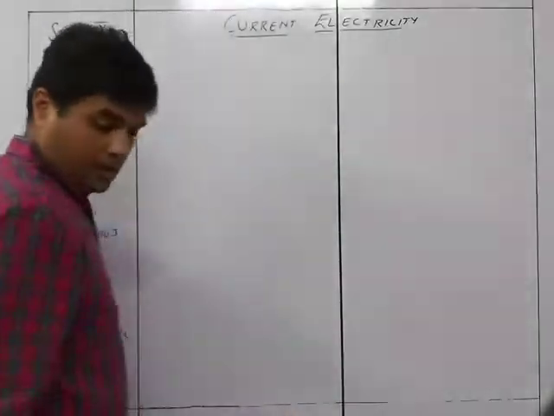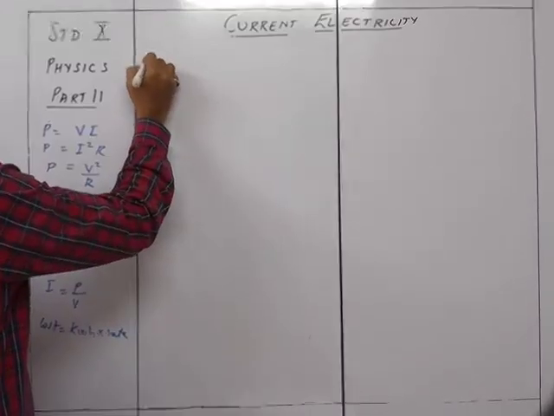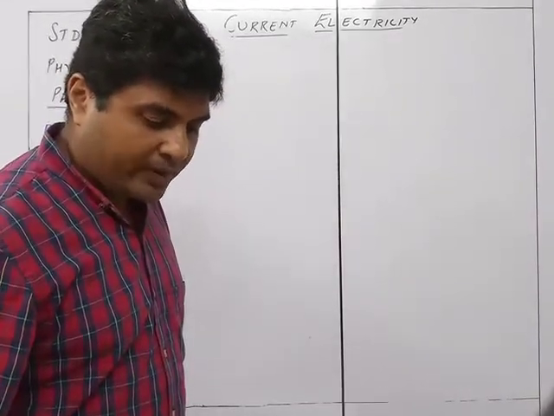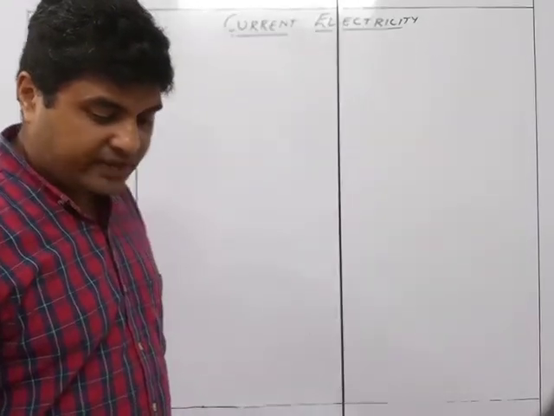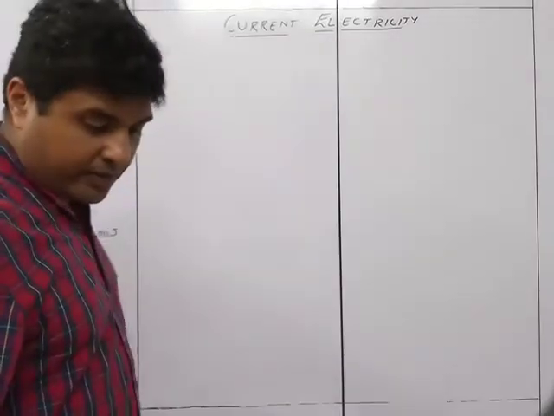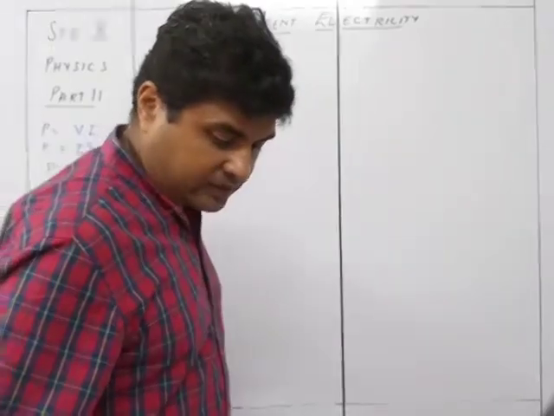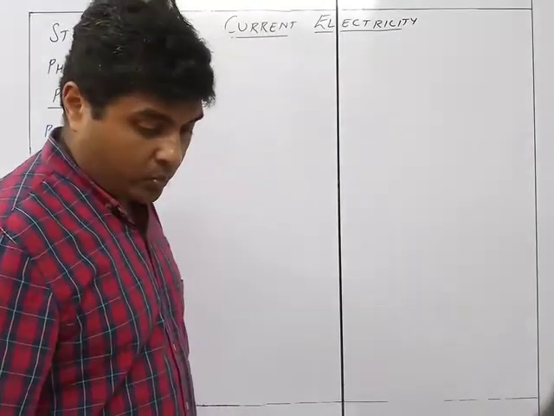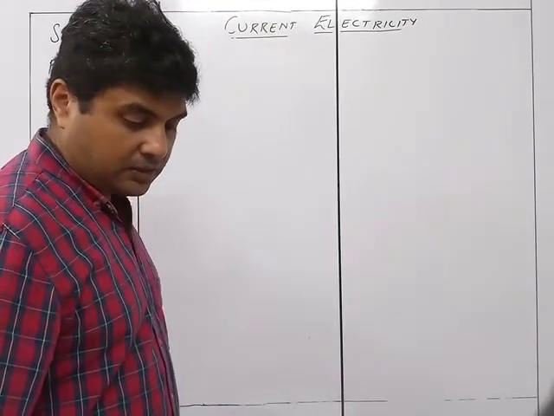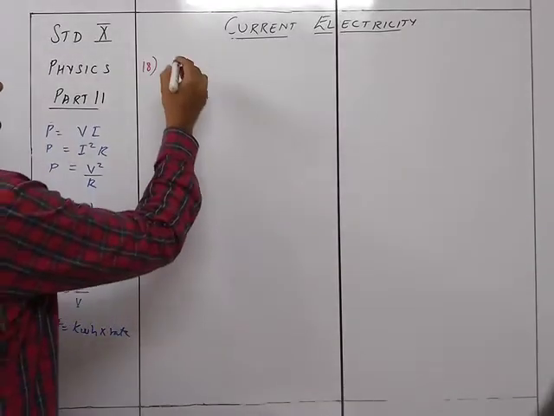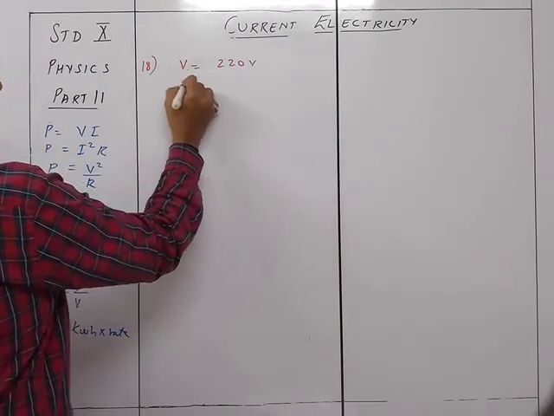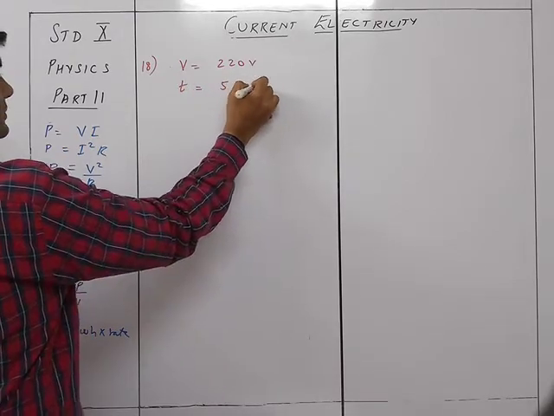Sum number 18. Water in an electric kettle connected to a 220 volt supply takes 5 minutes to reach its boiling point. How long will it take if the supply voltage was 200 volt? So we have V equal to 220 volts and the time will be 5 minutes.